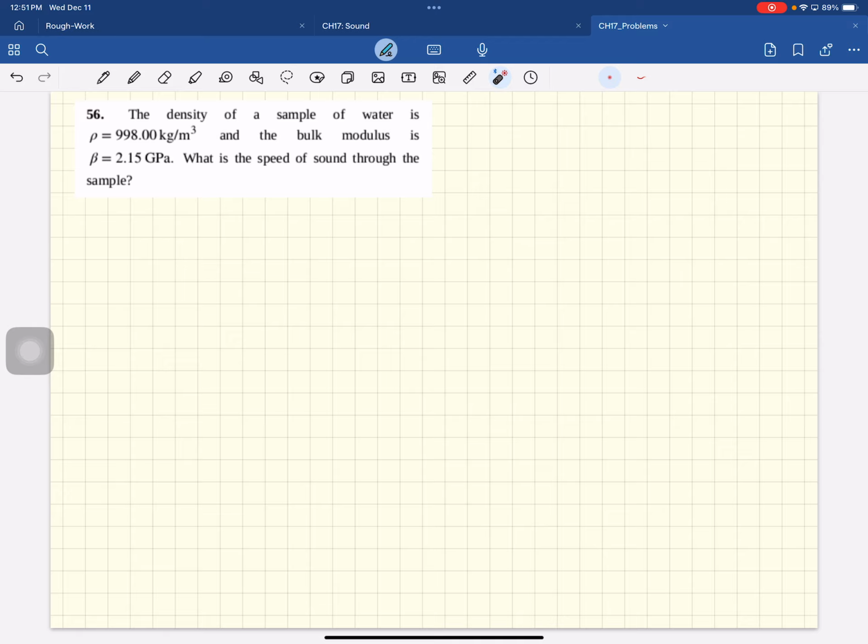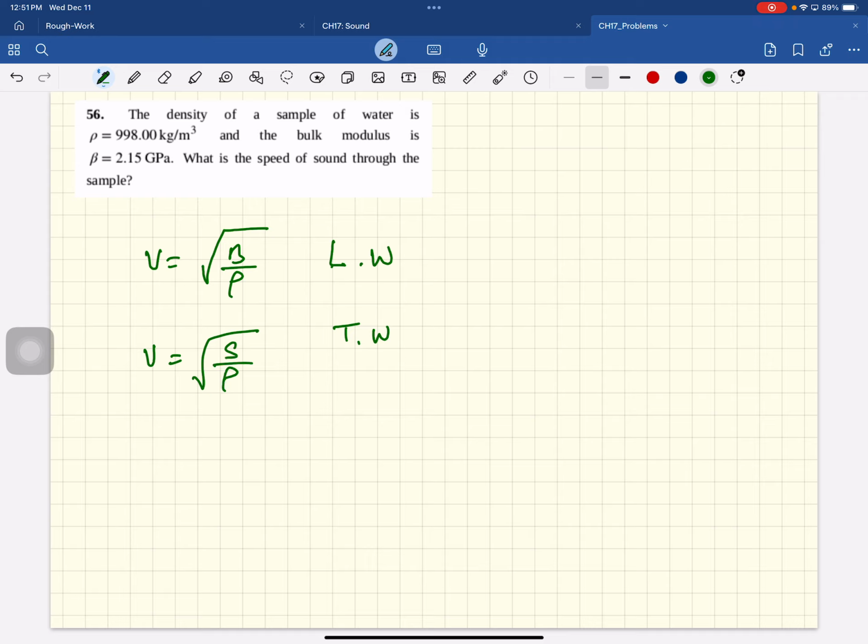Okay, this problem says the density of a sample of water is 998 kilograms per meter cube, and the bulk modulus is 2.15 gigapascals. What is the speed of sound through this sample? Okay, so this is for longitudinal waves. For longitudinal waves, the speed is given by the square root of bulk modulus over density, and for transverse waves, the speed is given by shear modulus divided by density.